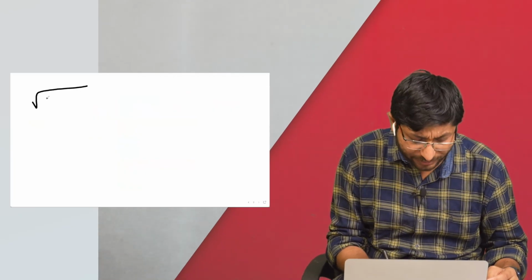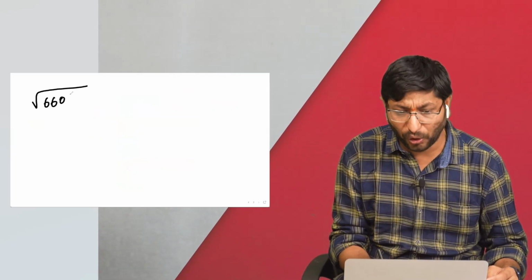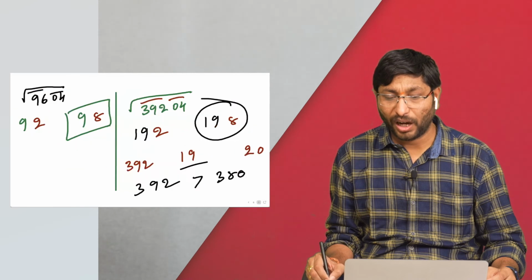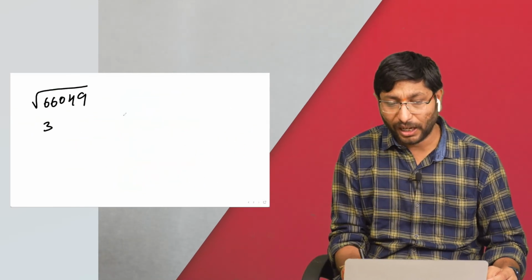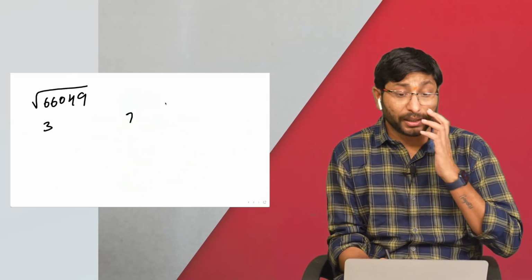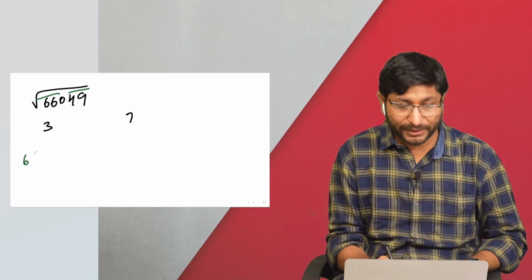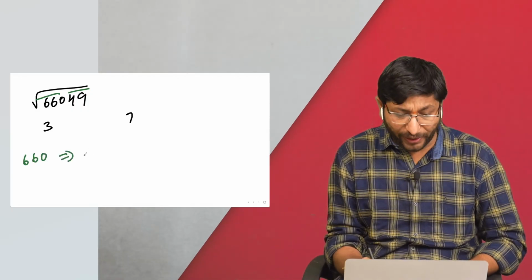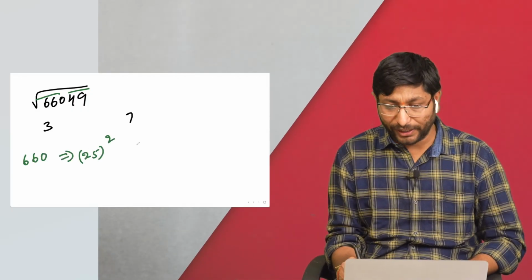Square root of 66049. As the number is ending with 9, the answer can be 3 or 7. The answer is ending with 3 or 7. Simple. So the first step is done. Now the second step, 660. 660 comes between 25 square and 26 square.